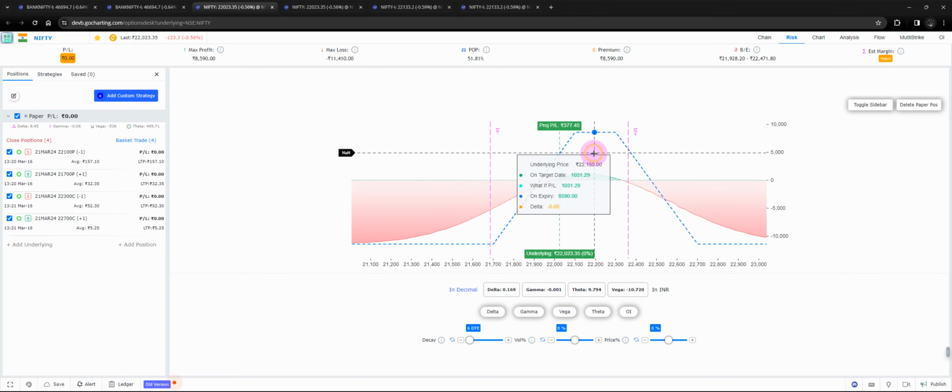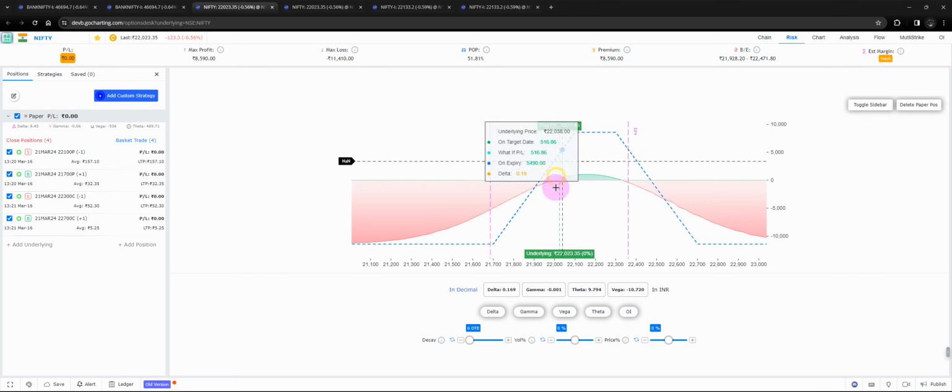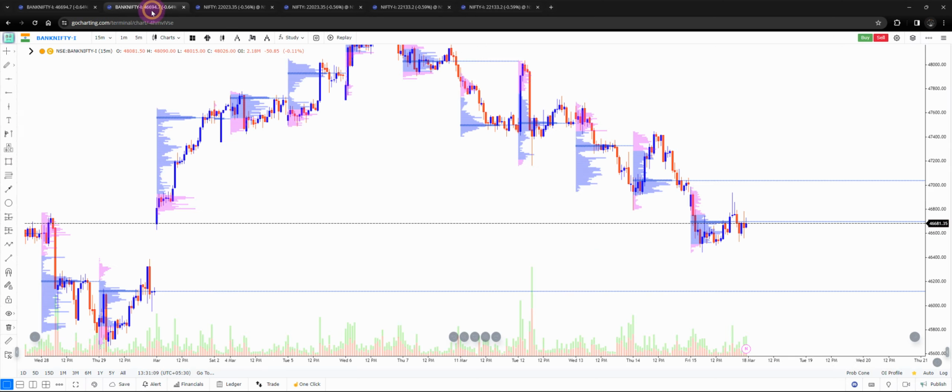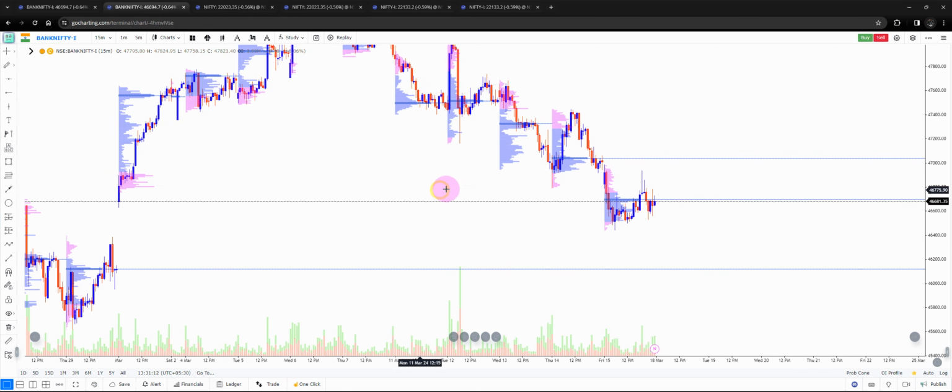I'm expecting an up move. You can create a similar strategy expecting a down move. Again, it depends on how the market opens on Monday, and you can position yourselves accordingly. So this was the market profile and the volume profile for Nifty. In a similar way, you can do it with Bank Nifty.